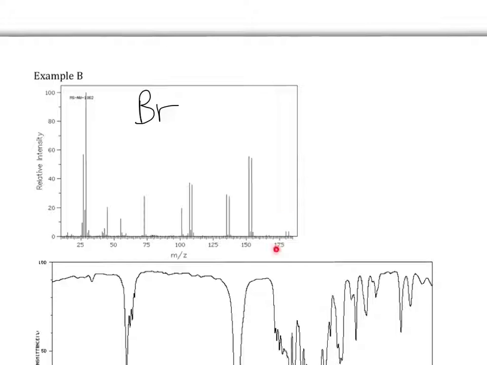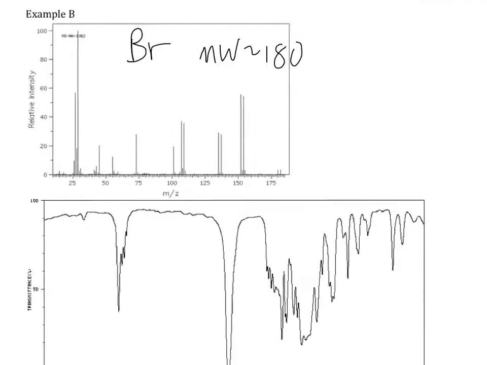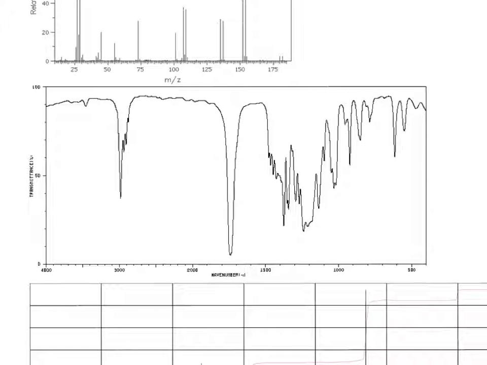Then if we look at the highest mass per charge ratio, we're looking at about 180, let's say, over here. That would be bromine 79, and 182 over here, that would be bromine 81. So the molecular weight is around 180. So if we look now at the IR, there's a carbonyl. I can't tell anything else for certain.